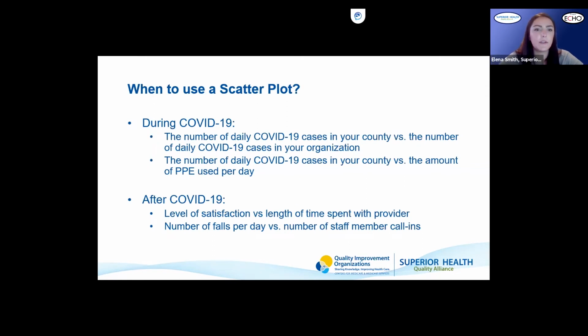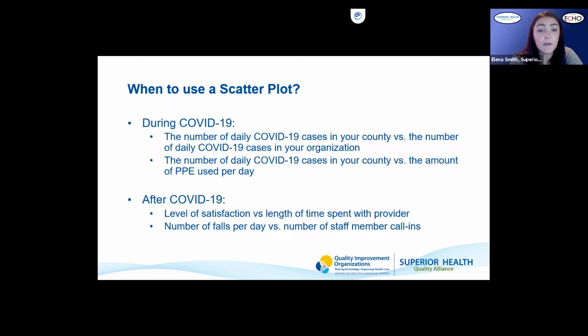So here are some ideas of when to use a scatter plot. The number of daily COVID-19 cases in your county versus the number of daily COVID-19 cases in your organization. Maybe you want to see if, as that's going up in your county, you're seeing it go up in your organization as well. The number of daily COVID-19 cases in your county versus the amount of PPE used per day, and just mapping that all out. And as you see the county number rising, okay, we need to start getting prepared because we're going to be using more PPE.